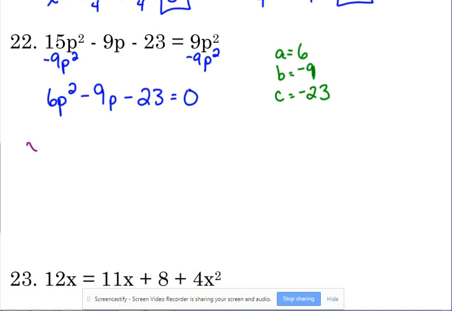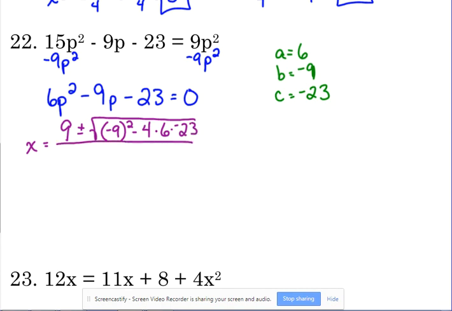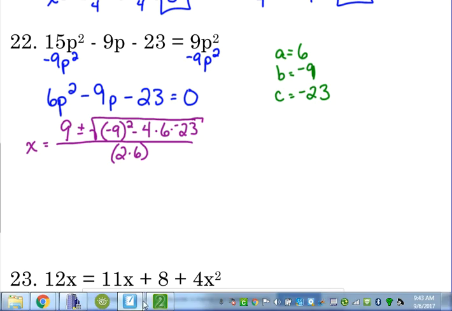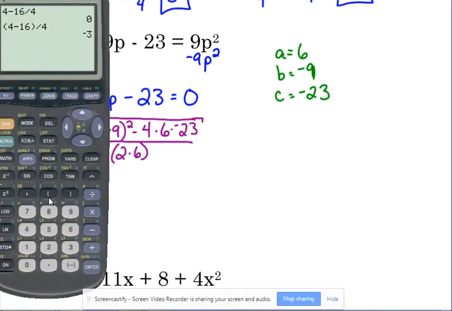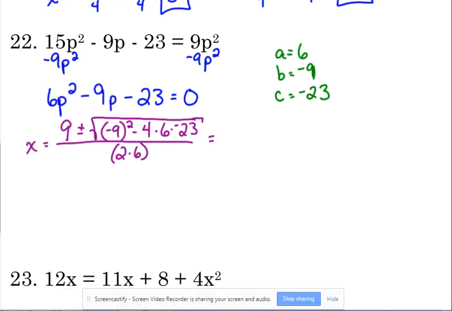All right, so here we go. x equals the opposite of B. B was negative 9, so it's positive 9, plus or minus the square root of negative 9 squared minus 4 times A times C, all over 2 times A. All right. What's under my square root here? Negative 9 in parentheses squared minus 4 times 6 times negative 23. 633.